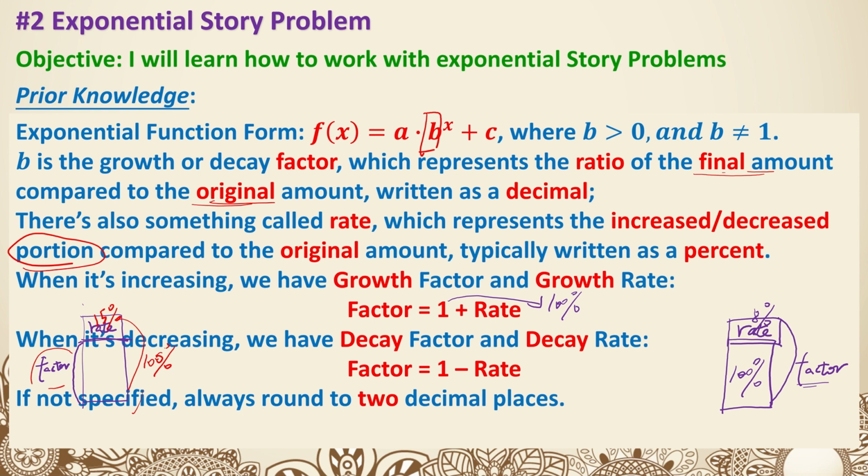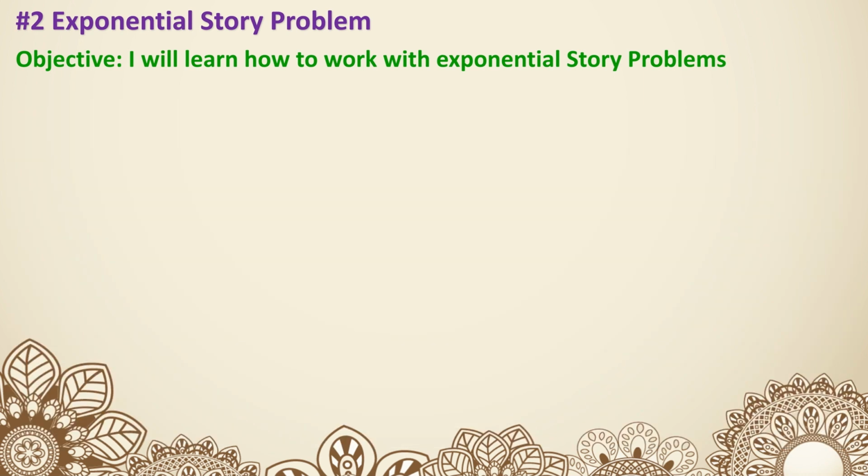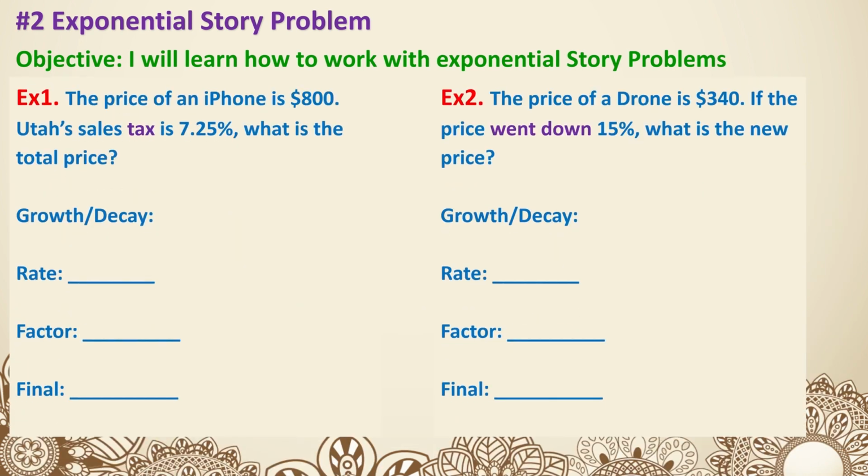Now let's see how the factor and rate work in some examples. Example 1. The price of an iPhone is $800. Utah's sales tax rate is 7.25%. What is the total price? Sales tax is typically on top of the price that you still have to pay, so that is going to be extra, which means that is going to be growth.